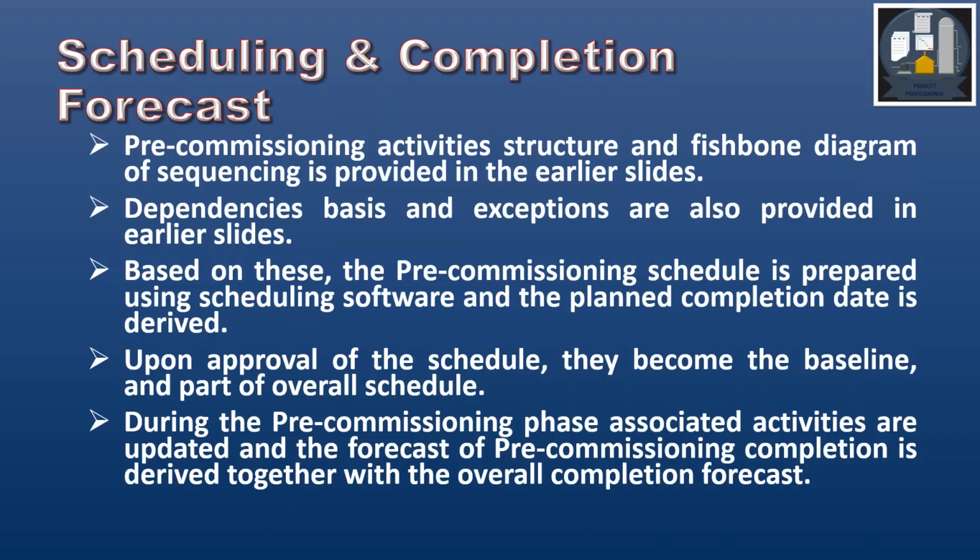Upon the approval of the schedule, they become the baseline and part of overall schedule. Once they get approved, they are basically part of overall schedule. So we know what is the overall completion baseline, what is the approved completion date, and what is the approved pre-commissioning date as per the baseline. During the pre-commissioning phase, associated activities are updated and the forecast of pre-commissioning and commissioning completion is derived together with overall completion date. As there is a baseline, then as we go, we update the progress and we see what is the forecast completion date.